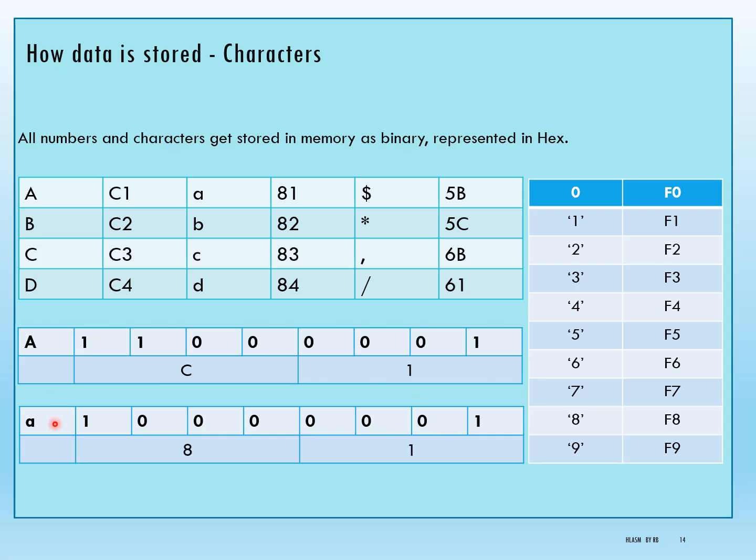So you may ask, when 81 is stored like this, how does the system know whether it is a small a or the number 81? That is purely interpreted by the program. When you fetch this value 1000 0001, if you copy it into a character, it will say you are a small a. If it gets stored into an integer, it will say you are 81. The memory itself doesn't know whether you are storing a character or a number.